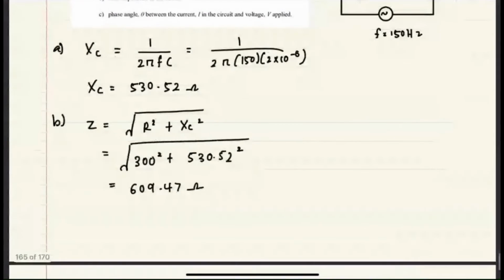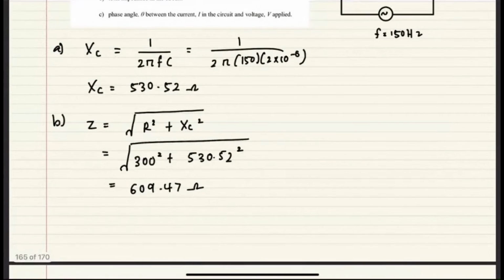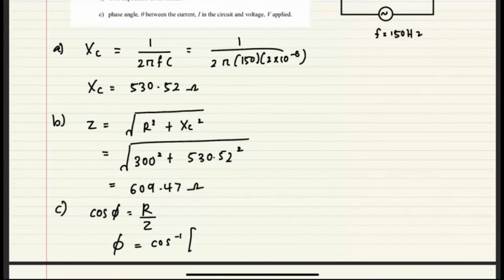Okay, yang C tu pula, dia kata phase angle between current I dengan voltage V apart. So phase angle ni, kamu boleh pakai equation cos phi sama dengan R over Z. Always use this one. The easiest. So, sebab dia nak angle, so cari sampai phi lah. R dia adalah 300, Z dia adalah 609.47.